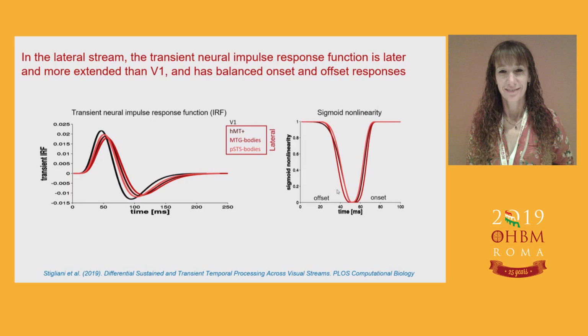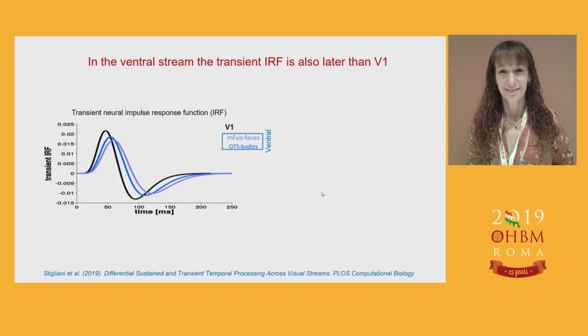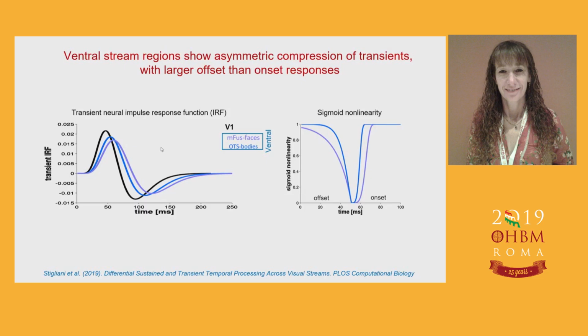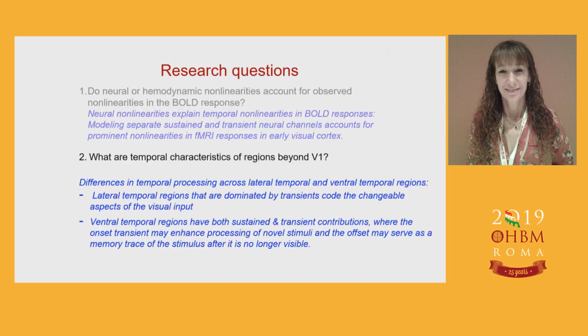In the ventral stream, there's also a transient component, and you can see that this transient component is again later than V1. However, different than the lateral regions, we see an asymmetric compression between the offset and onset responses. And what this really means is that there's much greater offset responses in these regions compared to onset responses. So using this approach, we're able to detect important differences in temporal processing across lateral and ventral temporal areas.